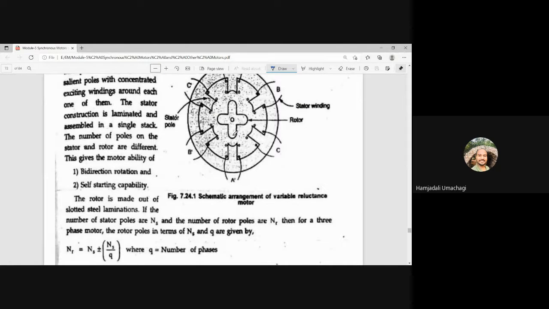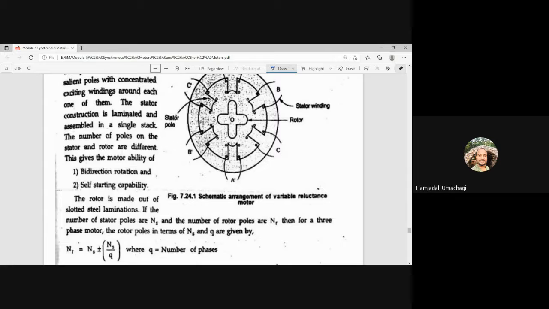So this rotor is made up of slotted steel lamination. If the number of stator poles is Ns, and the number of rotor poles is Nr, then for a three-phase motor, A dash forms one phase, B dash forms the second phase, C dash forms the third phase. So altogether, six stator poles means it is a three-phase stepper motor.